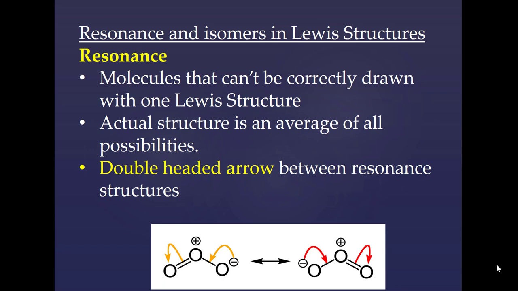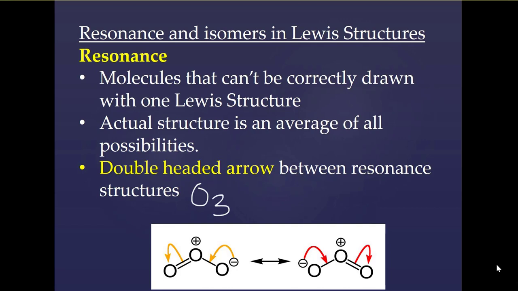In resonance, we have molecules that can't be drawn with just one Lewis structure. And again, the actual structure is an average of all the possibilities. You will always see a double-headed arrow between the resonance structures. Down here we have the molecule ozone, O3. On the left-hand side, I have a double bond on the left side of the molecule, and on the right-hand side, I have a double bond on the right side of the molecule. Well, which one is it? Is it on the left-hand side or the right-hand side?